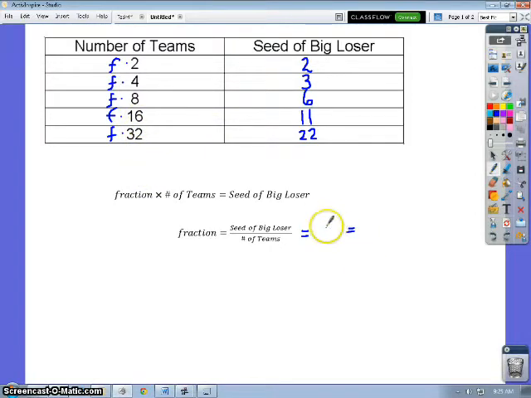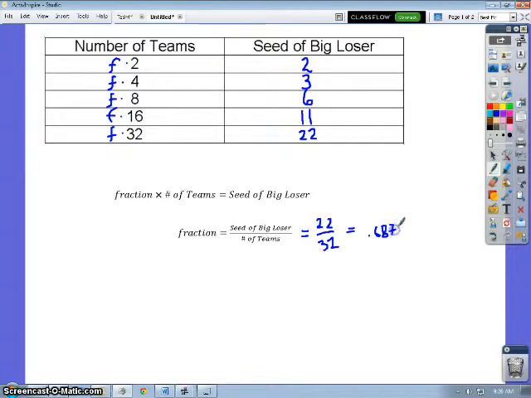If I input an 11 for the C to the big loser, divide that by the 16 teams, you can see in this situation that the decimal value of that is going to be about 0.6875. So that's definitely not 3/4 anymore. Let's just look at this last pair here. If we have 22 as C to the big loser in the situation where there's 32 teams, then that fraction is going to end up being the same thing, about 0.6875.